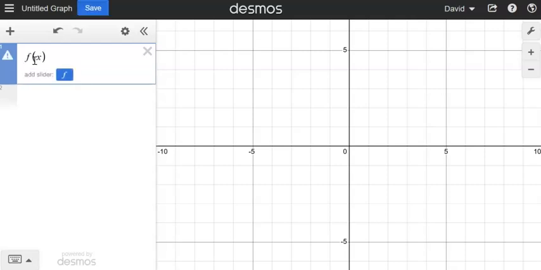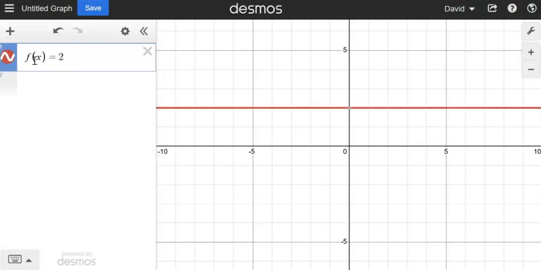Our most simple function would just be a constant. We've seen these. Their graphs are horizontal lines. And they're pretty boring, but of course they're a good building block for more complicated stuff. So constant functions, horizontal lines, pretty simple.